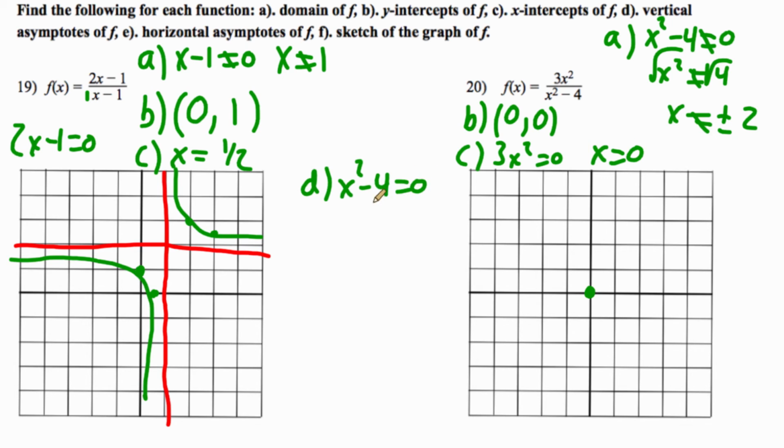For part D, in order to find the vertical asymptotes, we're going to take the bottom of the fraction and set it equal to 0. Add the 4 over, and we get x squared equals 4. Square root each side, and we've got a vertical asymptote happening at plus or minus 2. So vertical asymptote at positive 2 and at negative 2.